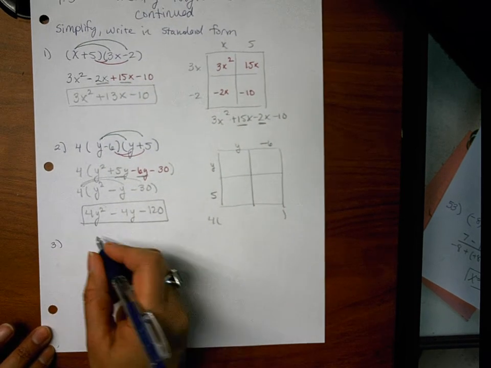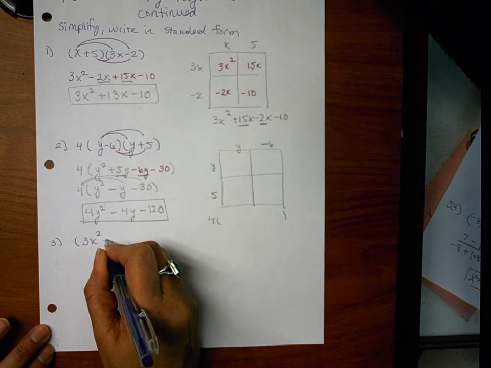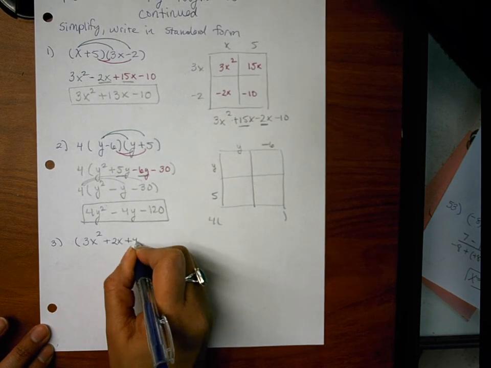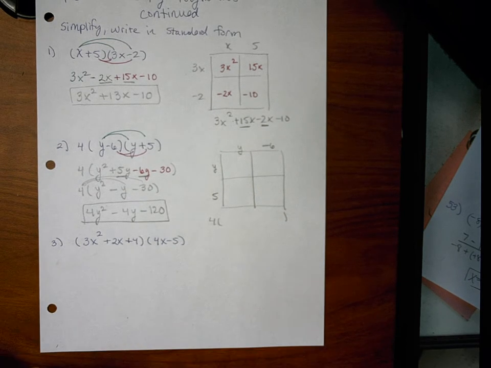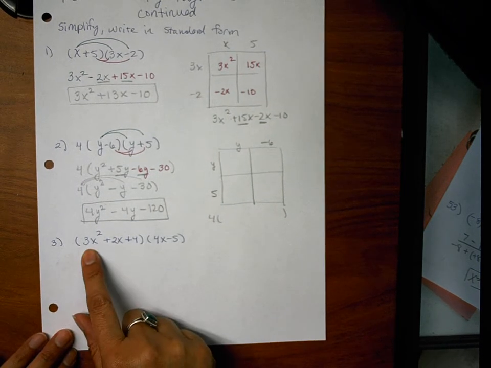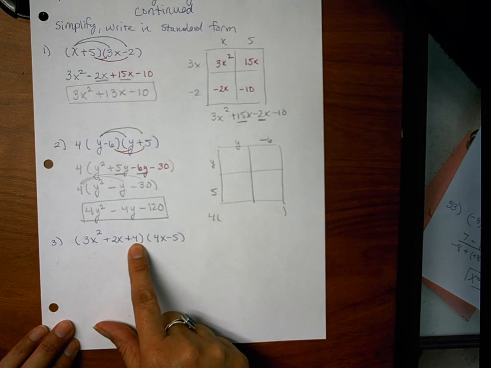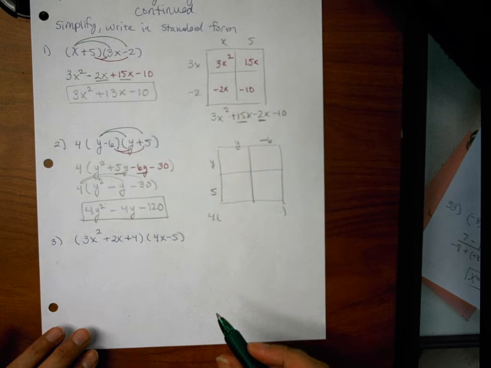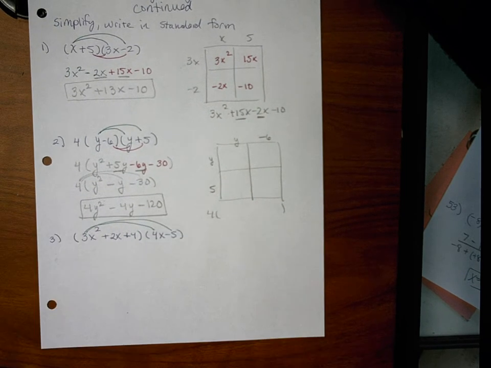Okay, next one. Number 3 does get a little bit bigger. The quantity of 3x squared plus 2x plus 4 times the quantity of 4x minus 5. This is now triple distribution. I'm going to take and distribute the 3x squared first, and then the 2x, and then the 4. Triple distribution. Okay, so let's go.